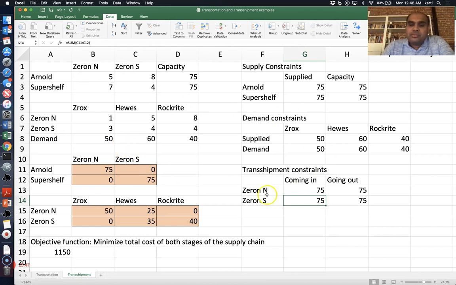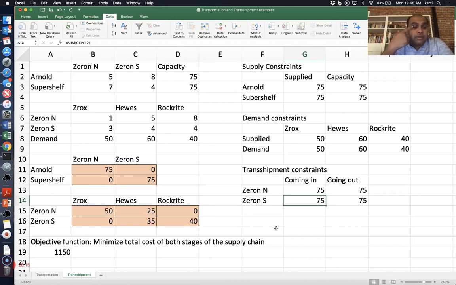Again, this setup is very important because we're going to use similar setups when we talk about the capacitated plant location and the warehouse location problems, and all the other problems that follow. All the more complex network models that we do are based upon the simple transportation and transshipment problems that we are talking about today.